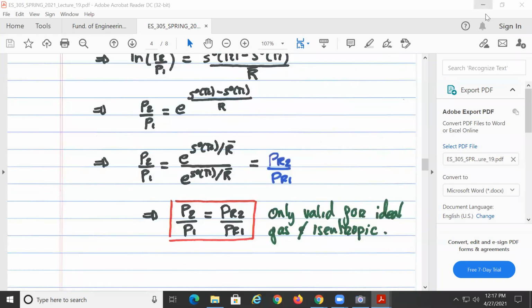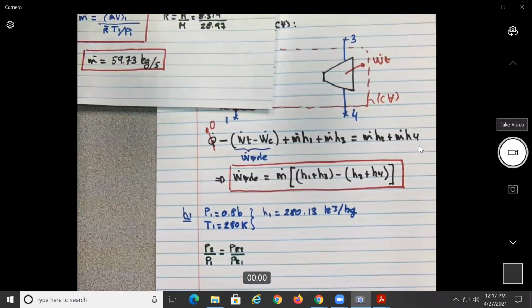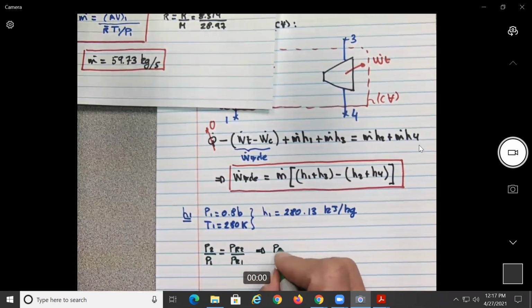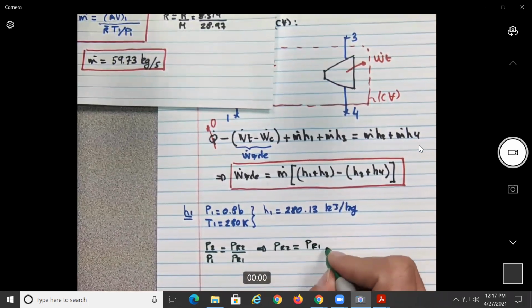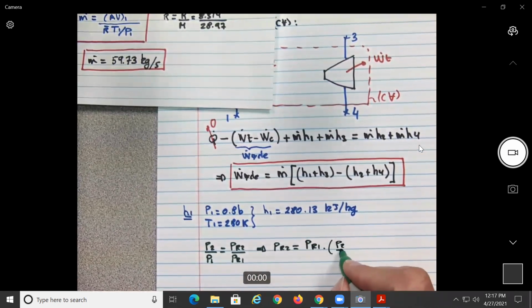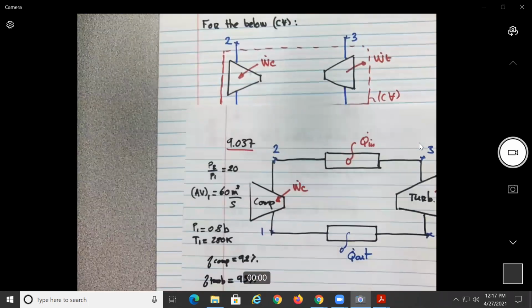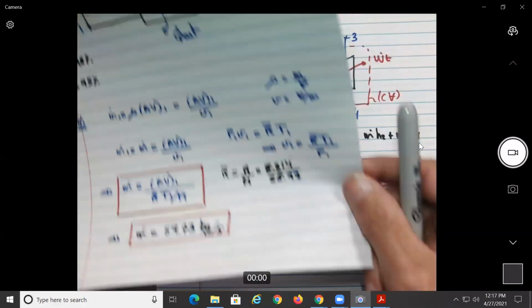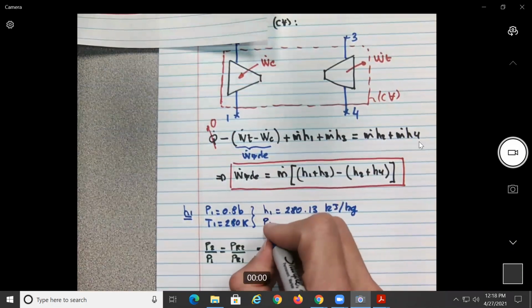So how can we use that? Now in order to find PR2, it will be equal to PR1 times P2 over P1, correct? What is P2 over P1? 20. So we need to find PR1. From where are we going to get it? We're going to get it from the first state, from table A22.